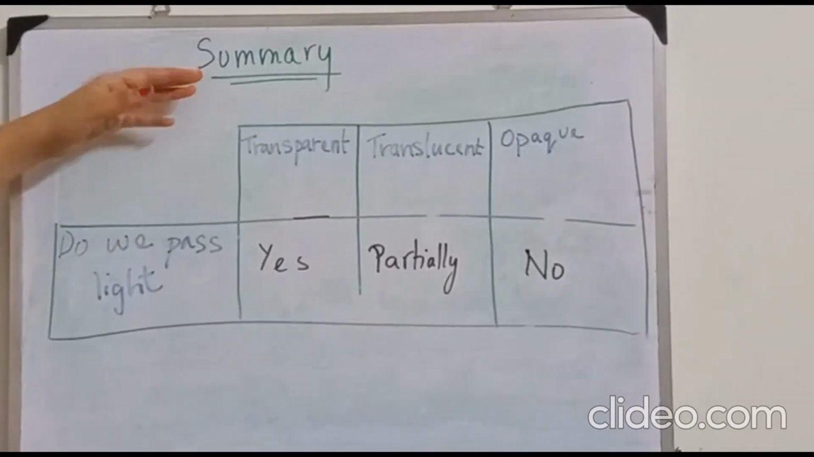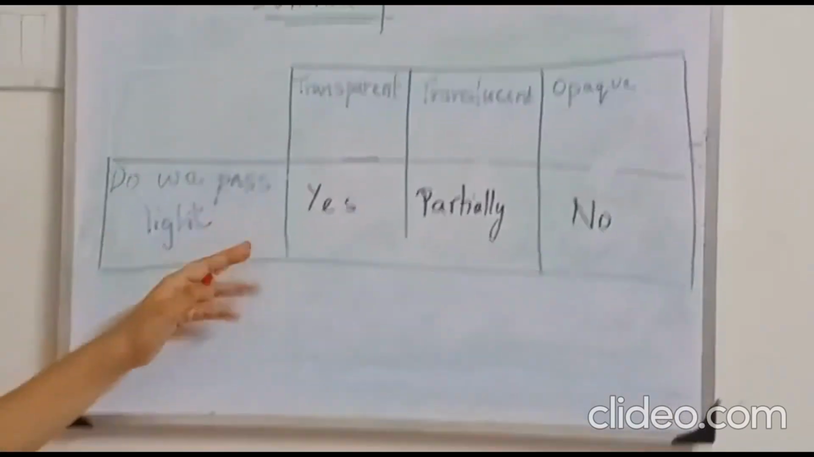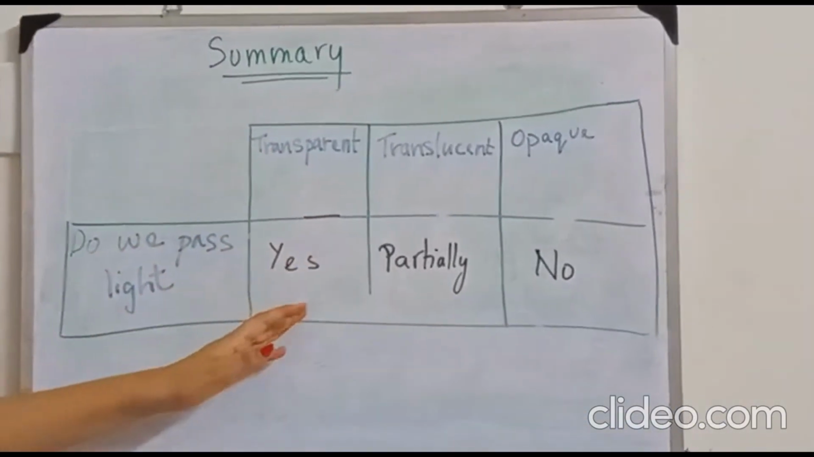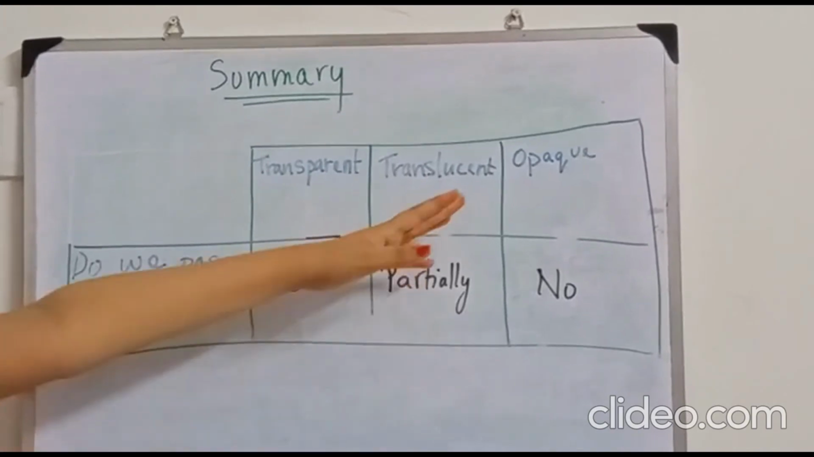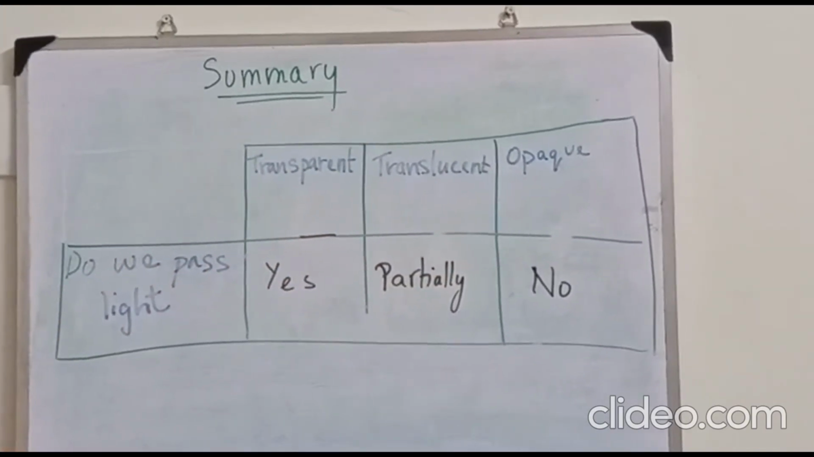This is the summary table. The question is, do we pass light? Transparent objects? Yes. Translucent objects? Partially. Opaque objects? No. Now let me prove it to you.